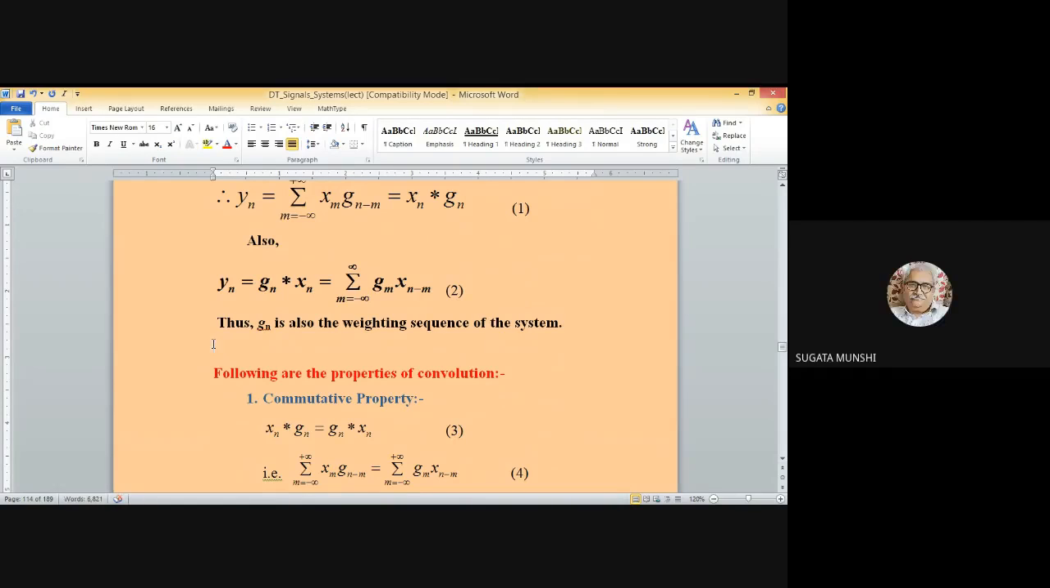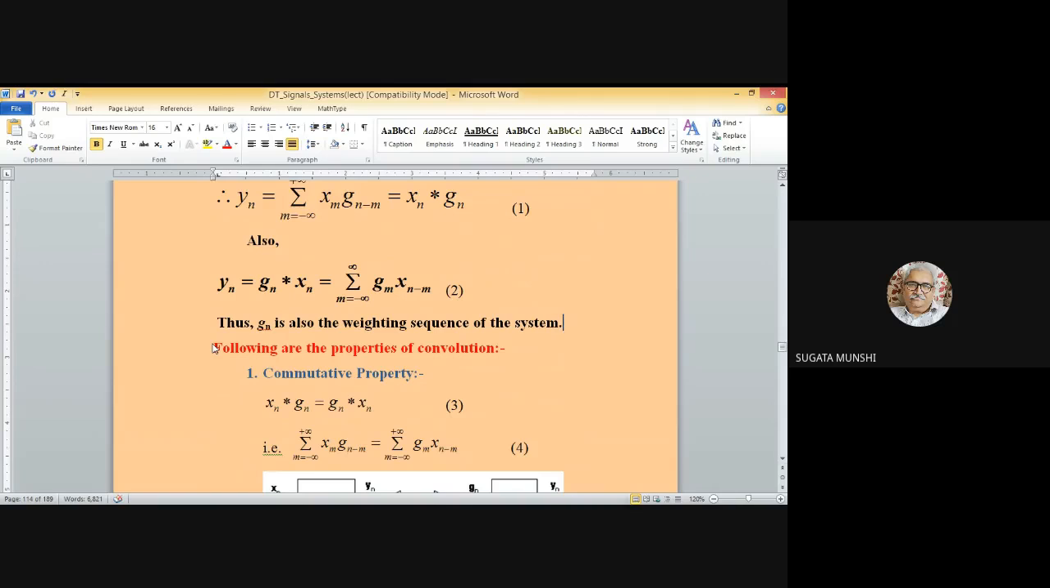Have you understood why it is called the weighting sequence? In the absence of g[m], if you have a summation over m equal to minus infinity to plus infinity of x[n minus m], what would that represent? Simply a summation of the different samples of the input sequence. But now, instead of having the plain sum, each such input sample value is multiplied with g[m]. So it means that this is a weighted sum.